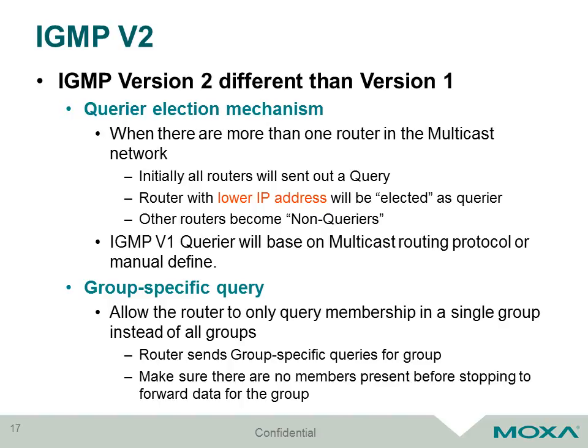The next difference is group-specific query, which allows the router to query membership in a single group instead of all groups. The purpose of this is, if a host sends a leave message, the querier can send out a group-specific query for that group to ensure whether there are any members left in that group.